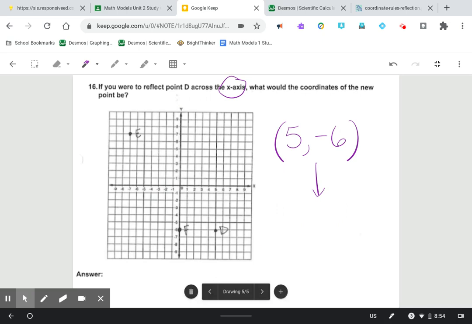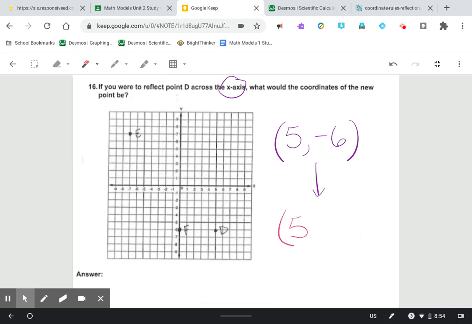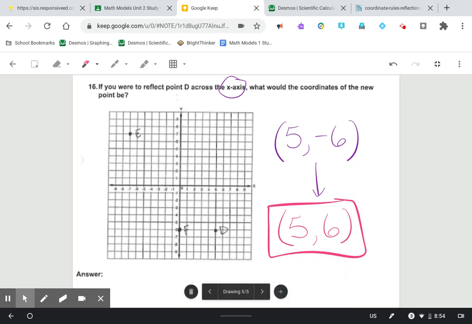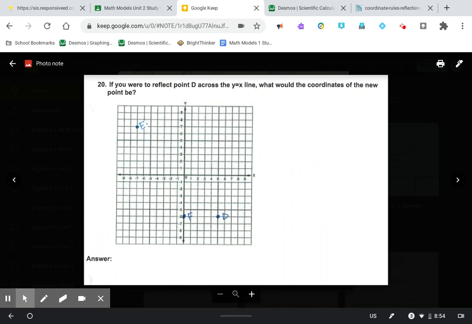So x is going to stay the same. So we put a 5 there, and then the 6 is going to go negative. It's already negative, so it's going to switch to positive. And so that would be the new point, which is 5, 6. That's right here. And that makes sense. That's the new D because we were reflecting across the x-axis, and that is reflected that way. All right. A couple more examples of these.